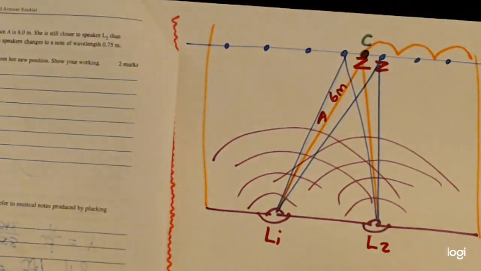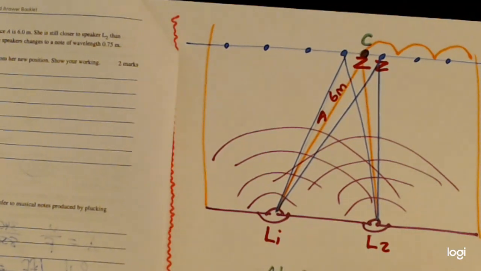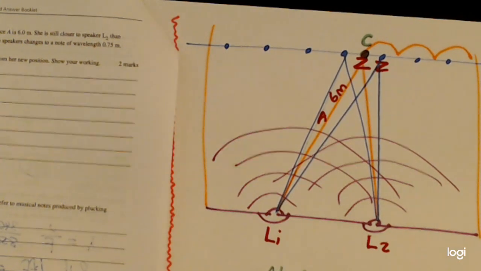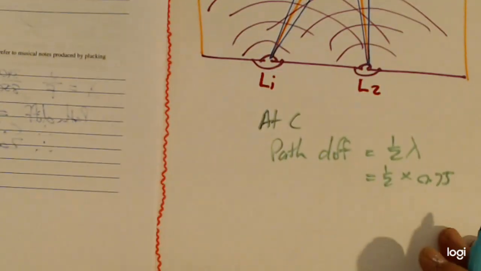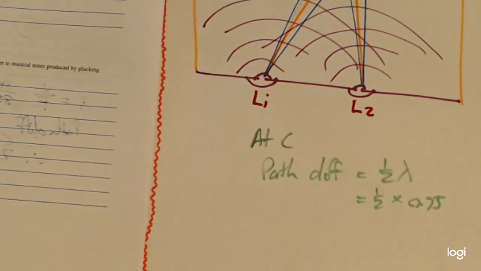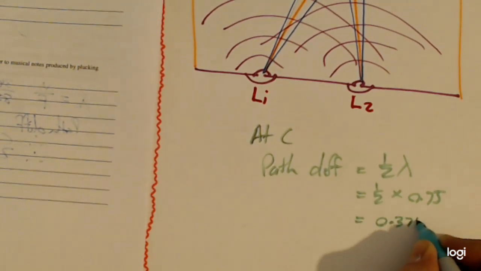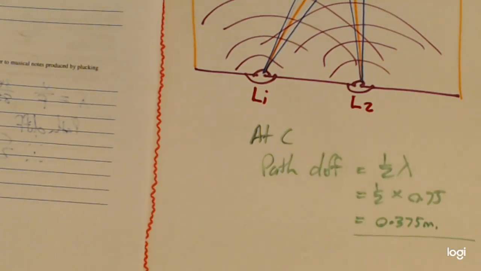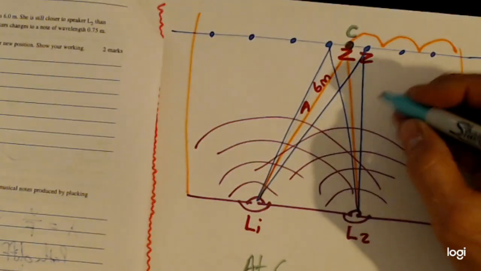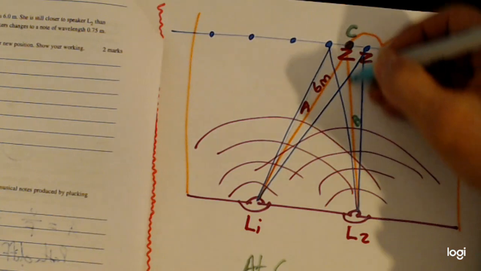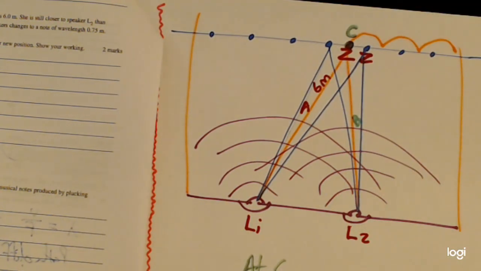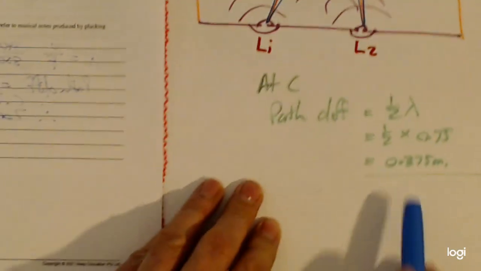At point C, the path difference is going to be a half of the wavelength. Right? It's going to be a half of 0.75 meters. That would help if I actually zoomed out a little bit so you can see what I'm writing. A half of 0.75 meters, which is 0.375 meters. Okay, so the question says determine a possible value for distance B, which is this one, that other orange. Okay, well, one possible value is 6 meters minus 0.375, right?